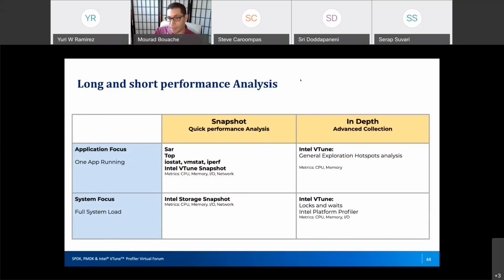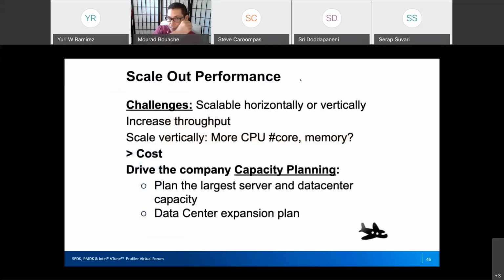We have Intel Storage Performance Snapshot, for example, for a quick performance analysis, or you can use Intel VTune for locks and waits analysis, and Intel Platform Profiler for in-depth, advanced collection of data and trying to find the bottlenecks. Scale out the performance: you have the challenge of scaling horizontally or vertically to increase the throughput. And then we are always connected with the cost. This is why we do the TCO model to drive the company's capacity planning in terms of how many servers, planning the largest server and data center capacity, or a data center expansion plan, for example.